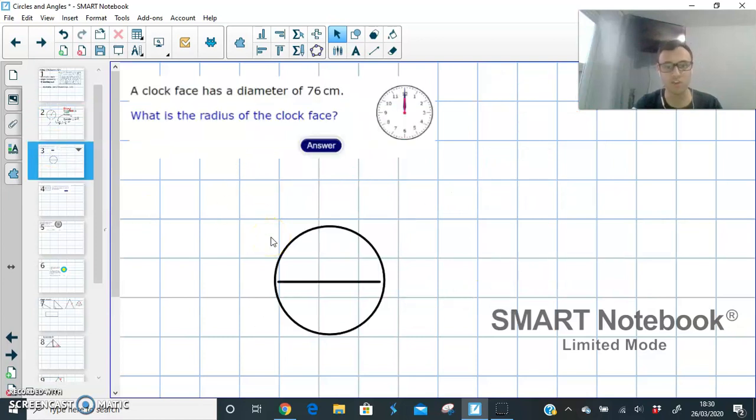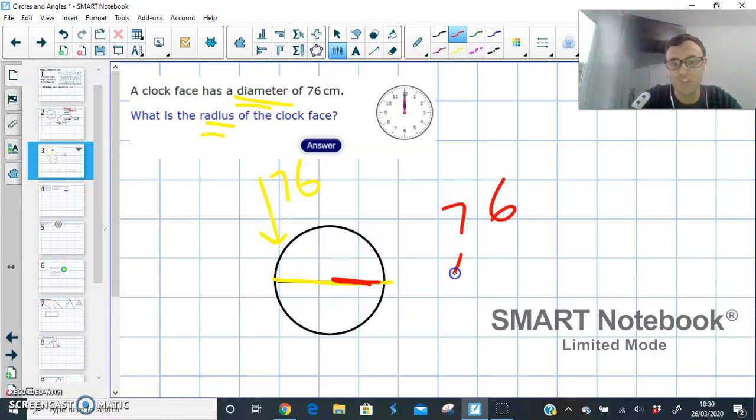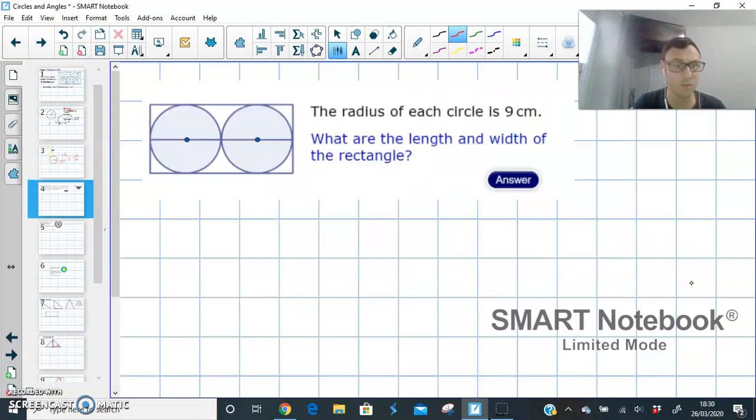Because you'll end up getting questions like this. And what you've got is a clock face has a diameter of 76. So I know I've got a clock with a diameter of 76. So that's this all the way through the centre. That is 76. And it wants me to work out the radius. Well, the radius is half of the diameter. So the radius would only be this part. So I need to do half of 76. Well, half of 70 is 35. Half of 6 is 3. Add those together gives me a radius of 38 centimetres there. Okay, that's all it's asking you for, nice and simple.